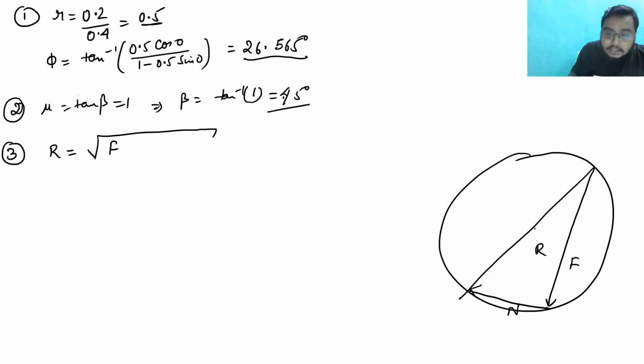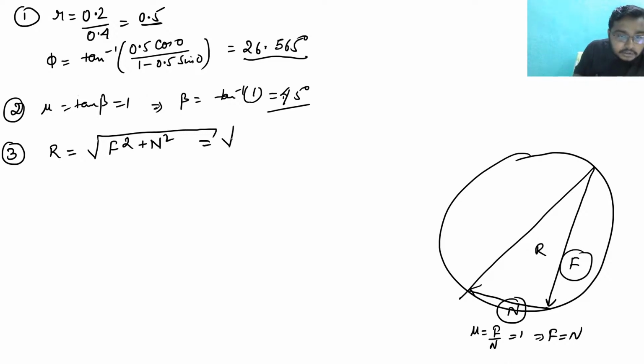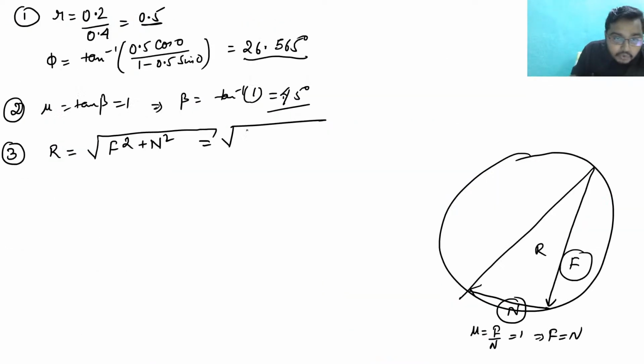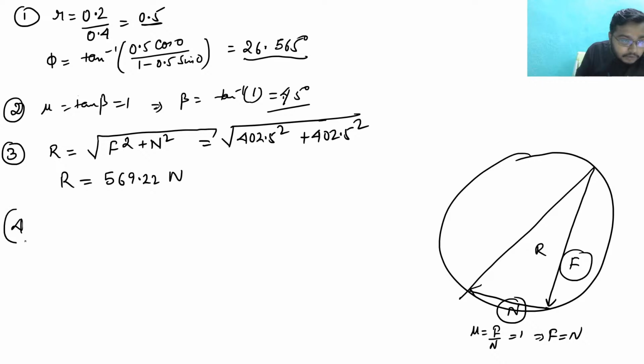Since mu is equal to F by N is equal to 1, so F is equal to N. Both values are going to be the same. So F squared plus N squared, this is going to be there. And the value of F and N is given as 402.5. So 402.5 squared plus 402.5 squared, and if you calculate this, you will get the value of R as 569.22 Newton. Clear?